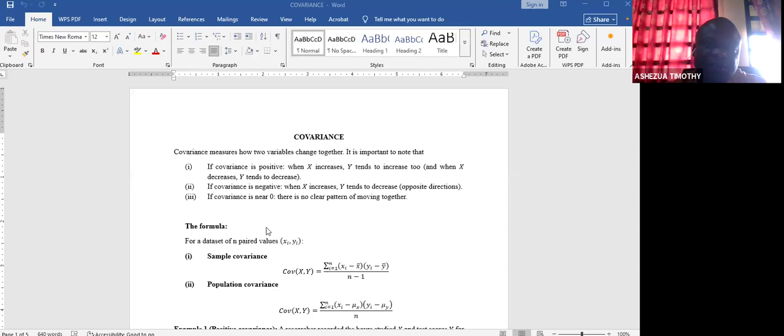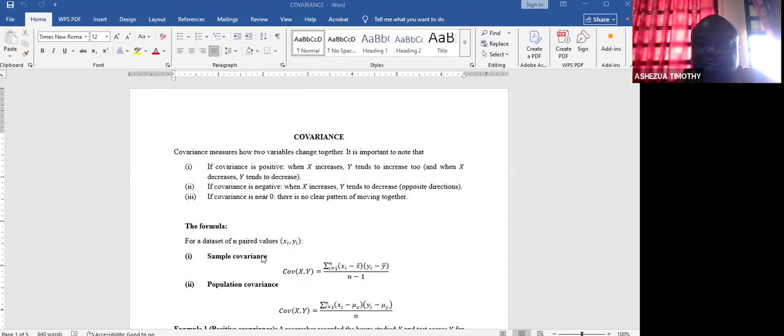And the formula for a data set of n paired values, xi, yi. The meaning of xi is, let's say you have 5 set of numbers in a distribution. So in this case, we have x1, x2, x3, x4, x5. When I mean x1, I mean x subscript 1, x2 means x subscript 2, x subscript 3. Since we don't have a defined data here, we are saying xi.